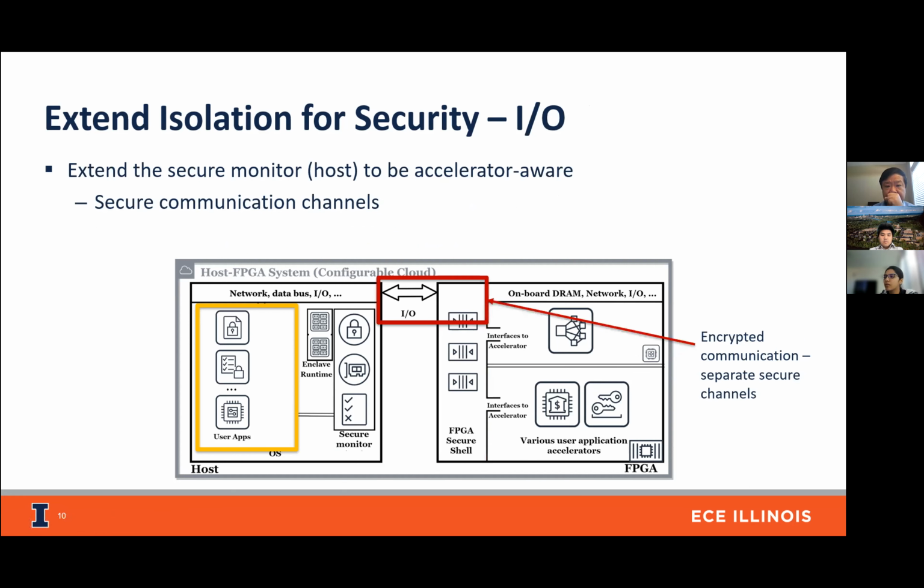In terms of the communication, this is quite important. Not only do we encrypt the communication, we also make sure each accelerator has its own session key. Then they really cannot understand what's going on when the communication is taking place, so there's no way for them to tamper with each other.